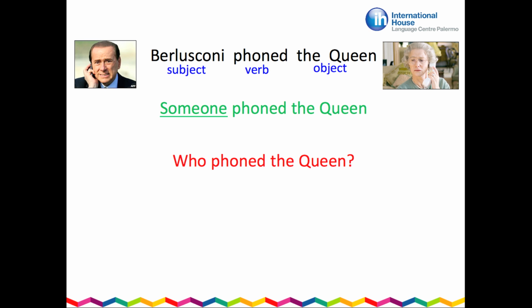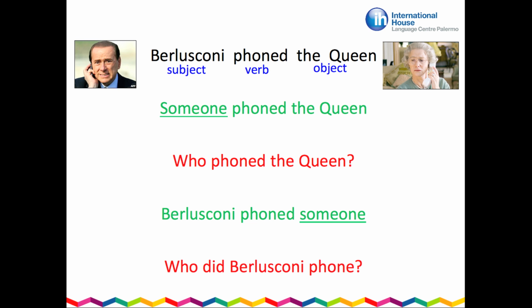However, if we look at the alternative question, Berlusconi phoned someone, someone being the object, the question is slightly different. In this question, we need the auxiliary verb. Who did Berlusconi phone?